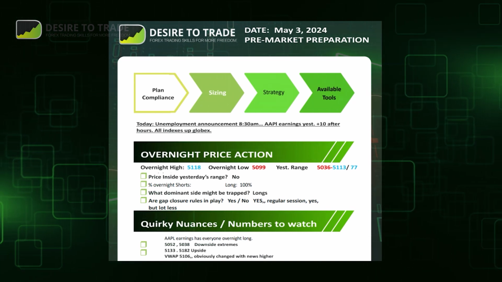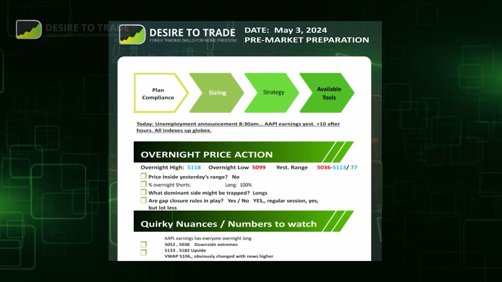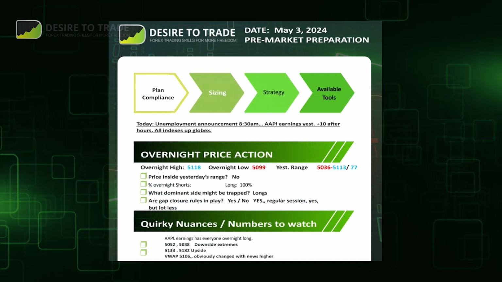And like I said, I'm not going to get into whether I had my coffee, did I wake up properly, good sleep. That's all important. But for this, I want a prep sheet that's going to help me with my trading.